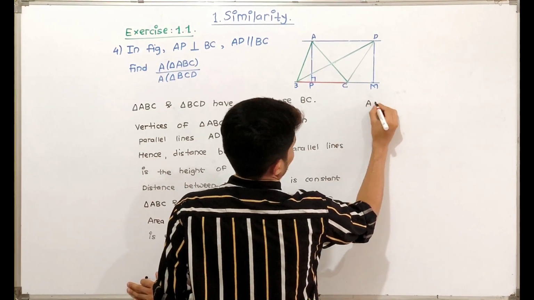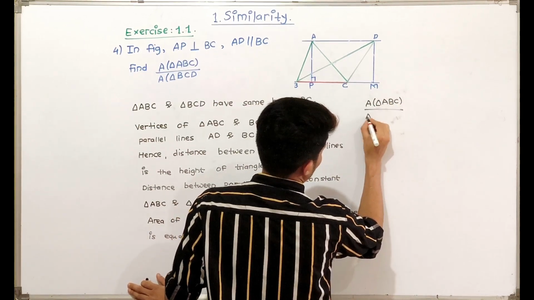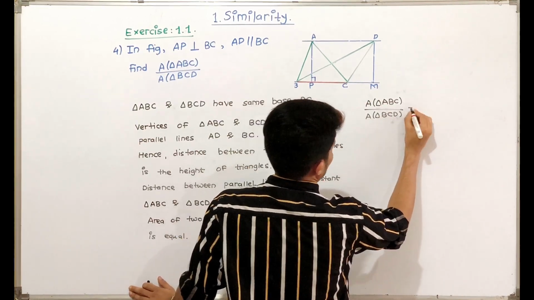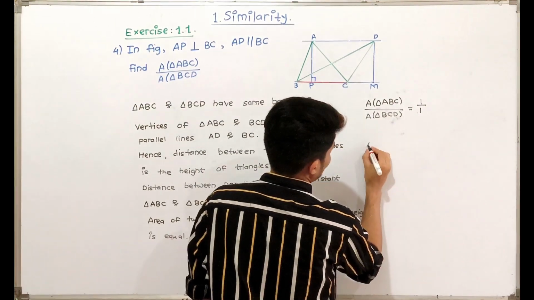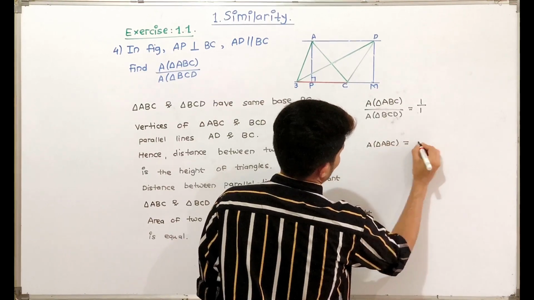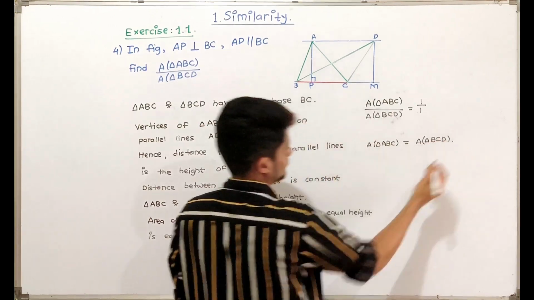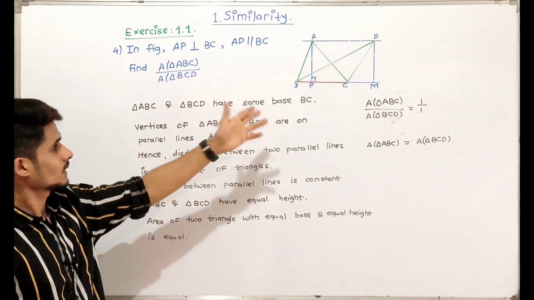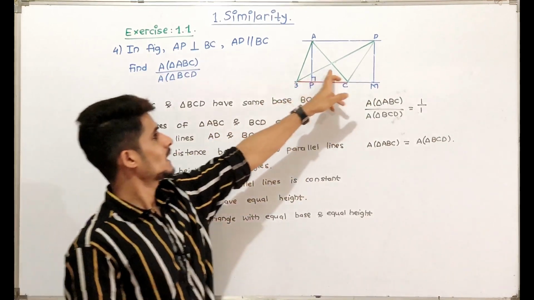That is area of triangle ABC upon area of triangle BCD is equal to 1:1. That will be area of triangle ABC is equal to area of triangle BCD. So this is the solution for question number 4, in which we have same base and equal height.